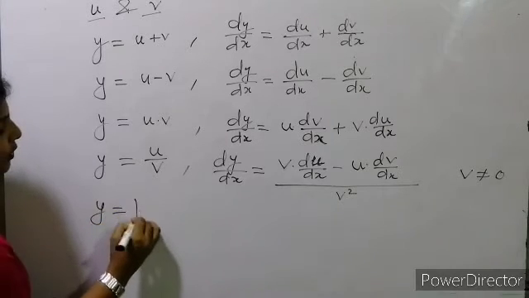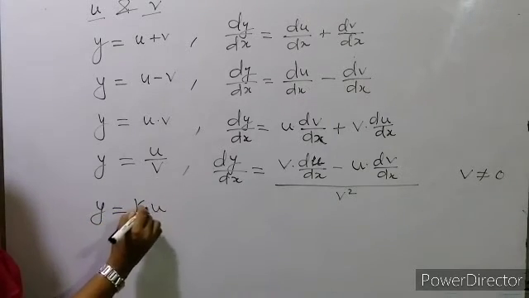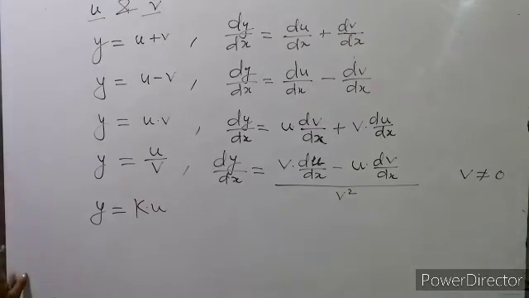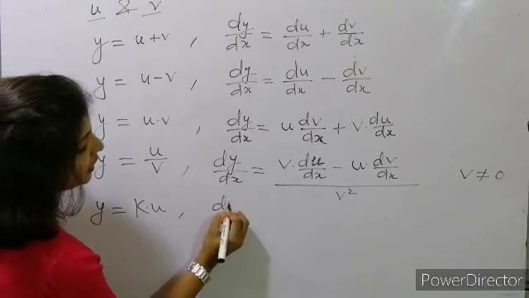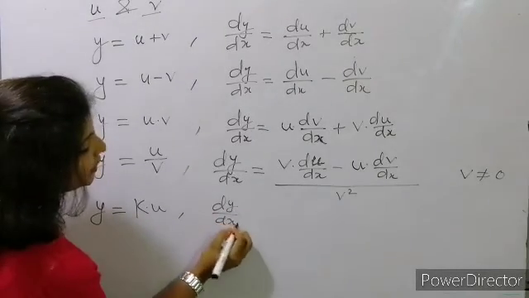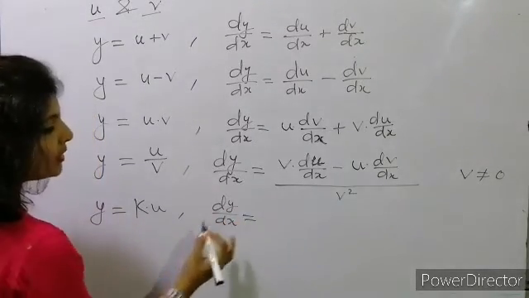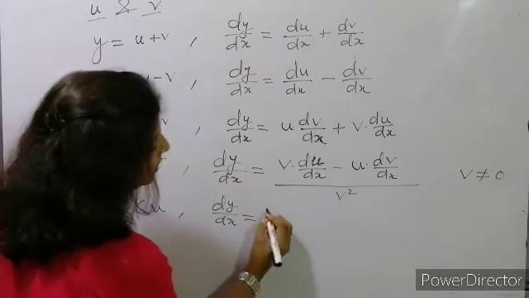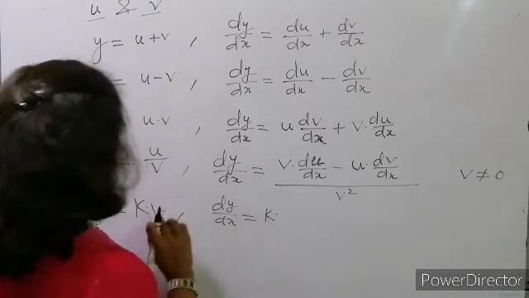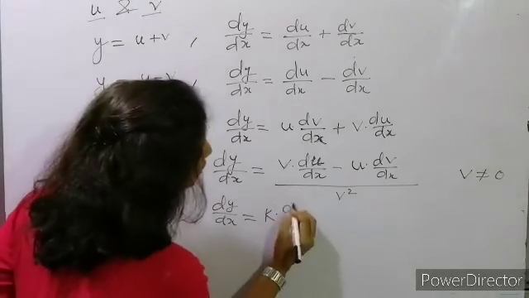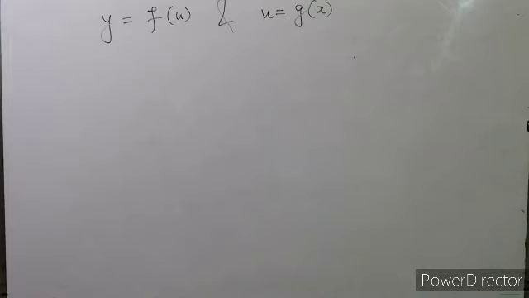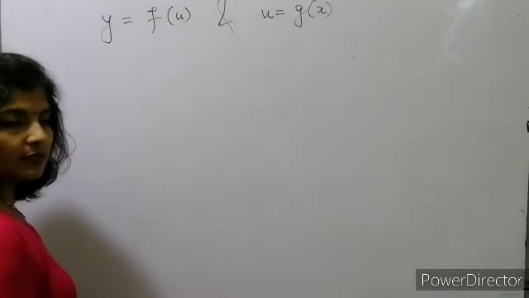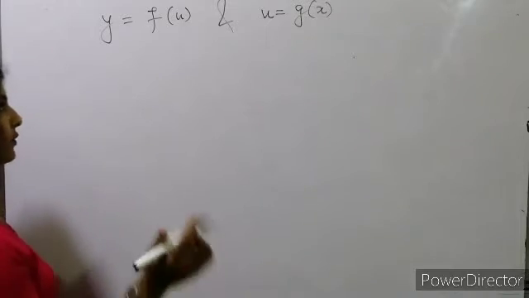If y is equal to ku, where u is a differentiable function of x, and k is a constant, then dy upon dx will be equal to k times du upon dx, because k is constant and u is differentiable. Okay, so now we'll see some composite functions, derivatives of composite functions.